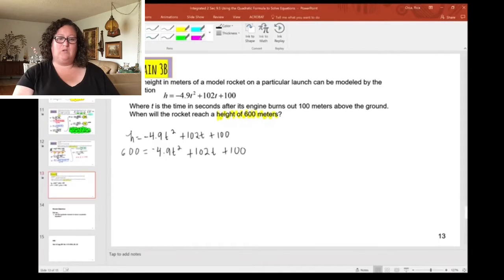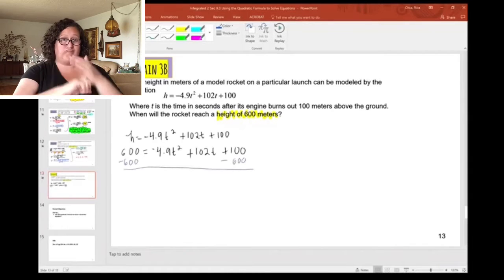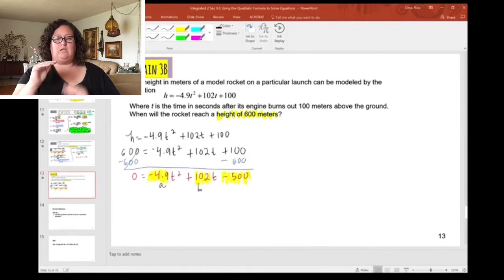We want to use the quadratic formula, so let's rewrite our equation in standard form or trinomial form. So I'm subtracting 600 from both sides. Now I have 0 is equal to negative 4.9t squared plus 102t minus 500. Now let's identify a, b, and c. a is negative 4.9, b is 102, c is negative 500.